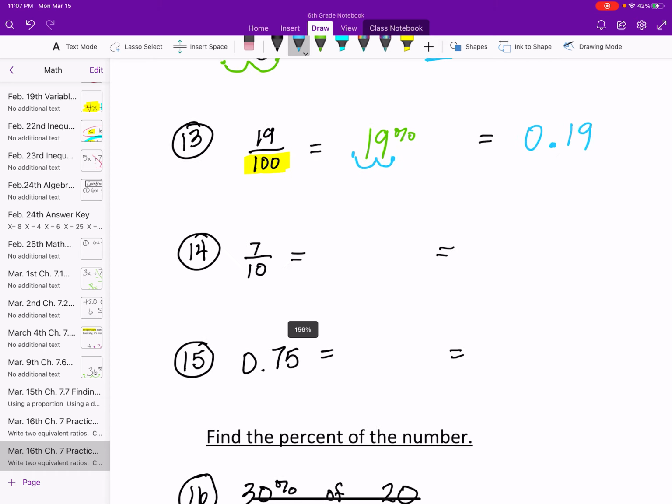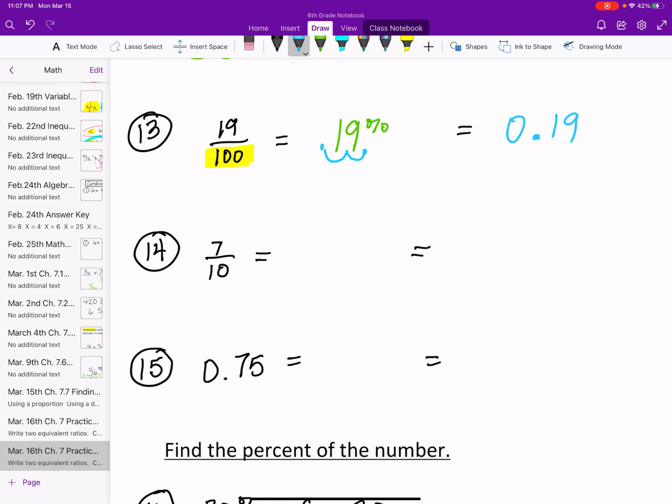Okay, next one. I have 7 over 10. This is a little bit different. So I have a 10 on the bottom. I would have to convert that to a 100. So I would say 10 times what gets me 100? That would be 10. So I'd multiply by 10 on top and bottom, and that would be like saying 70 over 100. And now notice I have a 100 on the bottom, so I can immediately go into my percent. And that would be like saying 70%.